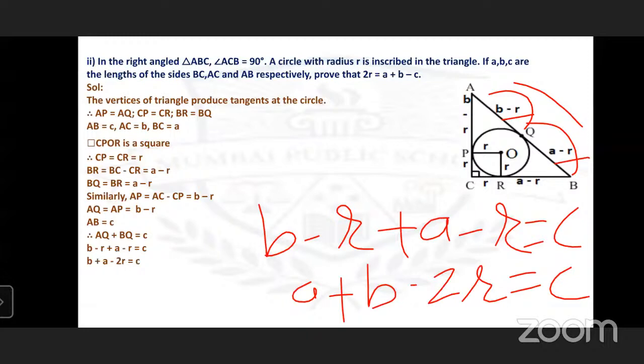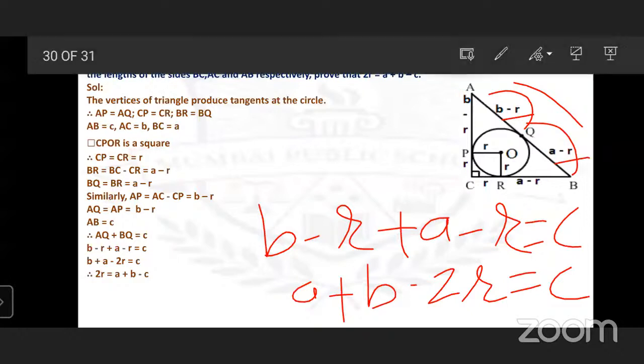Now we take this 2R on the right hand side and C on the left hand side. So we write here 2R is equal to A plus B minus C. Hence proved: 2R is equal to A plus B minus C. So this is a very simple question.